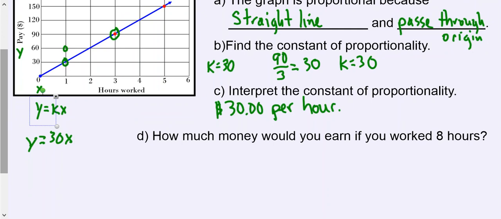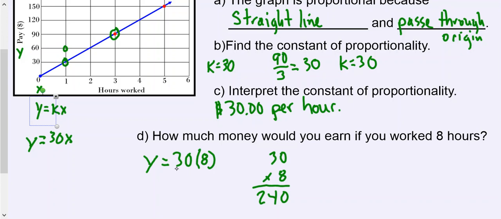And now the last one says, how much money would you earn if you worked 8 hours? We can figure this out by plugging 8 in for the value of x. So y equals 30 times 8. And now we can solve. 30 times 8 is 240. So when x is 8, y would equal 240. So this person would earn $240 if they worked 8 hours.